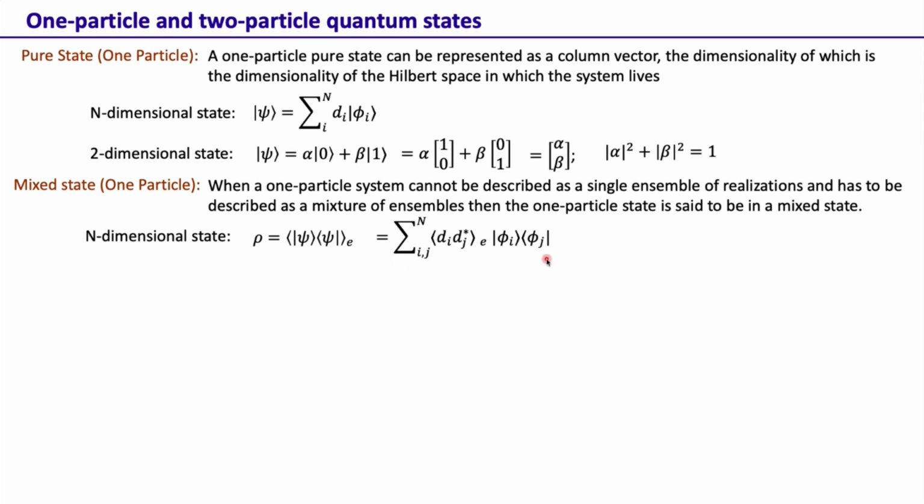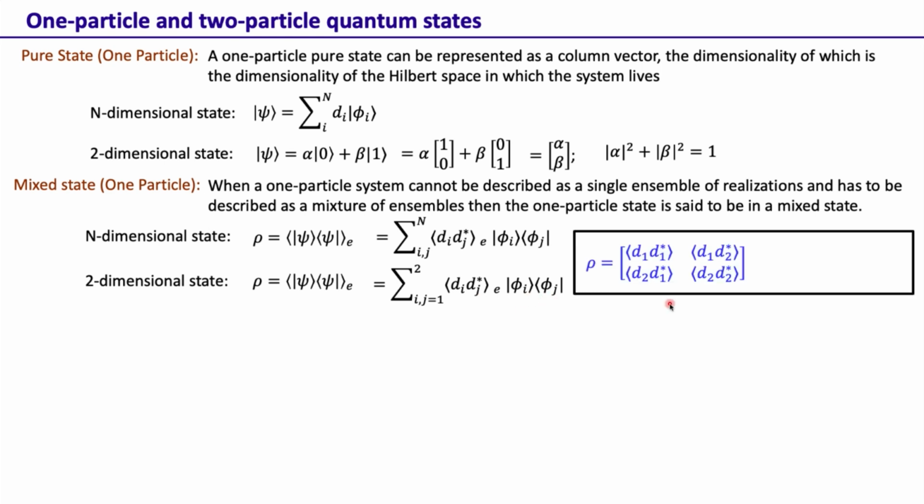And we can write this like this, where di dj, although it started from here, we are now taking the ensemble average of di dj star. A two-dimensional version of this would be this double summation, going from 1 to 2, di dj psi i psi j. We can write this as a two-dimensional one particle state. This is like d1 d1 star, d2 d2 star, d1 d2 star, d2 d1 star. So that's a generic two-dimensional one particle mixed state.